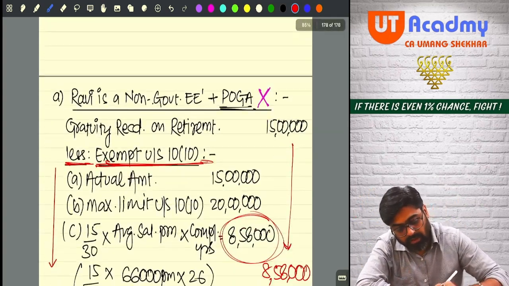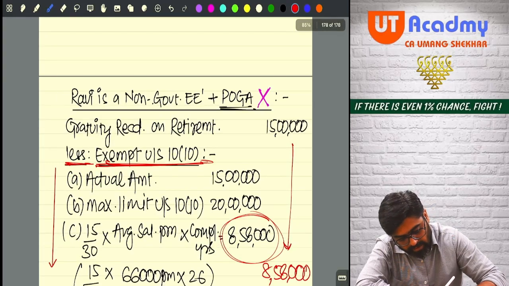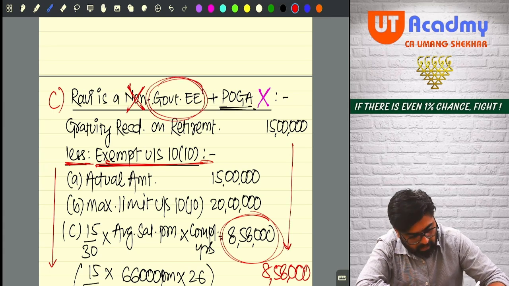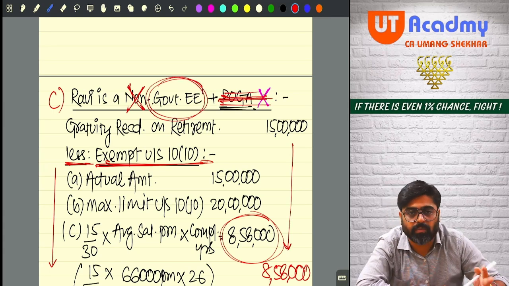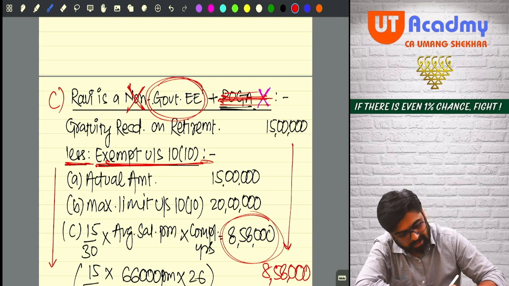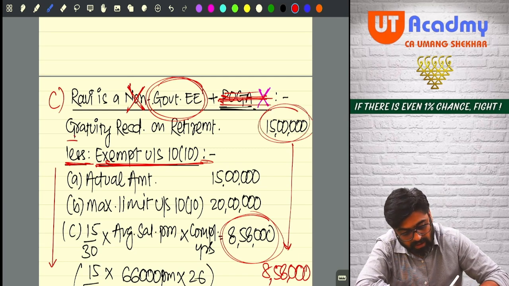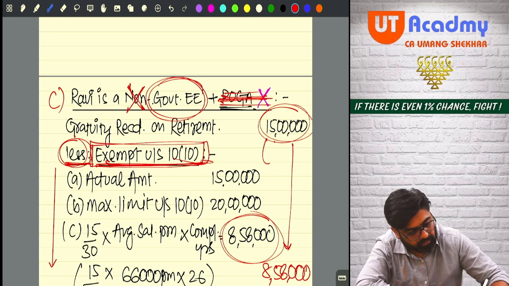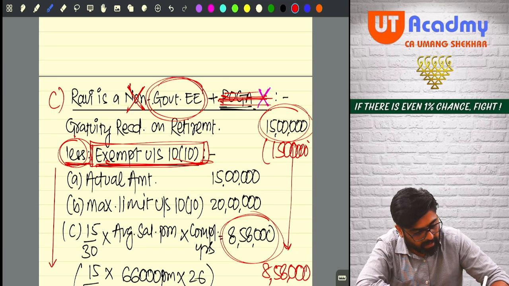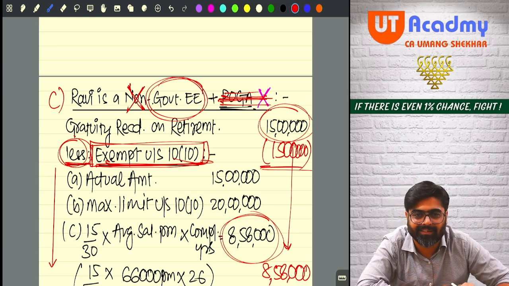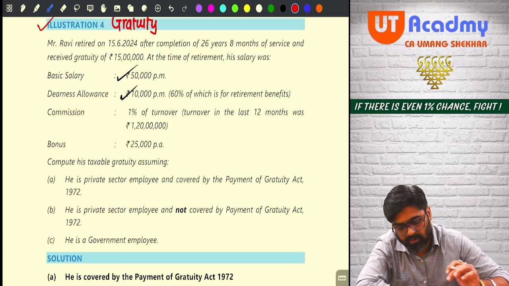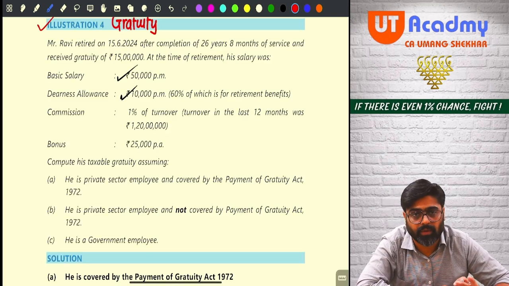Now, the C part they are saying, Ravi is a government employee. Now, don't see POGA or not POGA. So, can I say gratuity receipt 15 lakhs? I will write less: fully exempt under section 10(10), 15 lakhs. So, what will be the balance amount? Come on, tell me. Nil. Done. Easy or not? Sure? Perfect. Very good. Now, we are through with the gratuity concept.